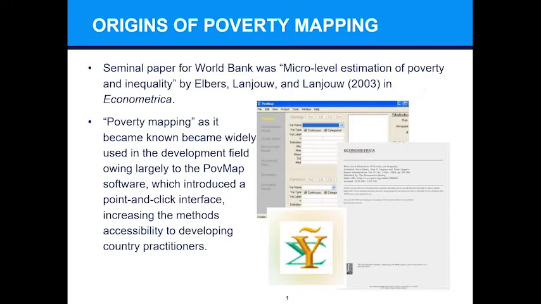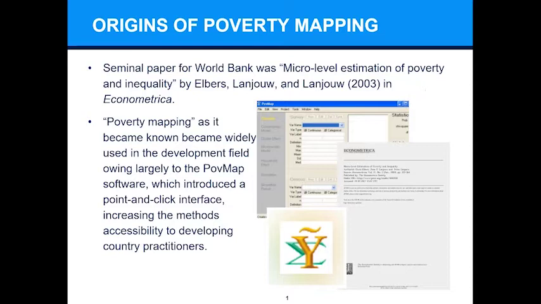The origins of poverty mapping at the World Bank began with the Elbers, Lanjouw, and Lanjouw Econometrica paper published in January 2003. The main innovations of this paper were, as I mentioned earlier, that it applied unit-level modeling to households, as well as developed an approach to deal with non-normality. While the paper itself represented an important achievement, the ELL approach really gained popularity with the introduction of POVMAP software.